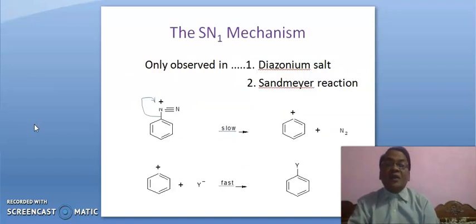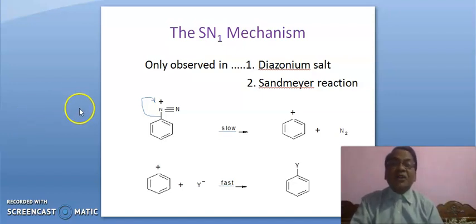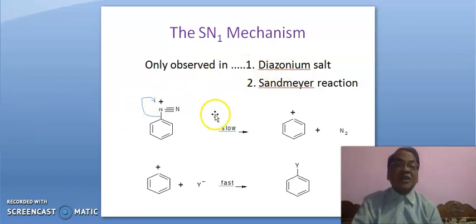Okay. Such substitution may follow three paths. First is the SN1 mechanism. It is only observed in diazonium salt, either in diazonium salt or in the Sandmeyer reaction. It is a diazonium salt. Of course, friends, this bond will break in this fashion to remove nitrogen and lead to such an ion, such a cation.